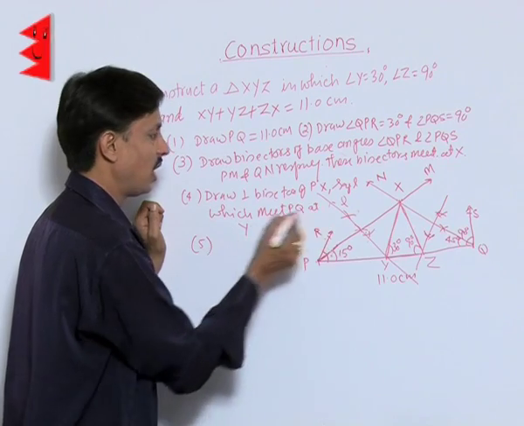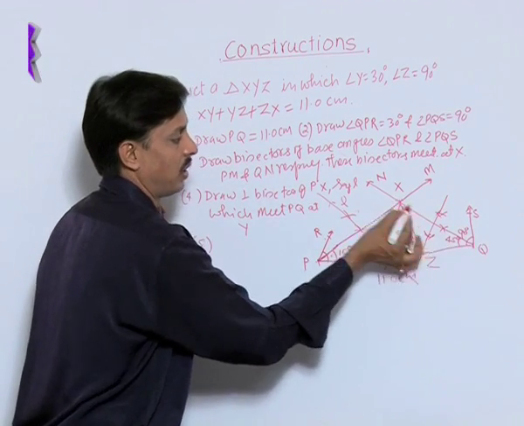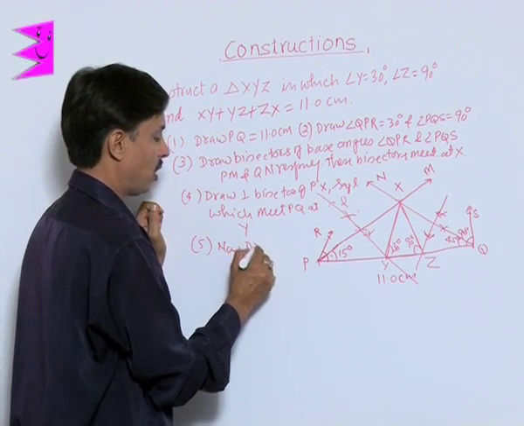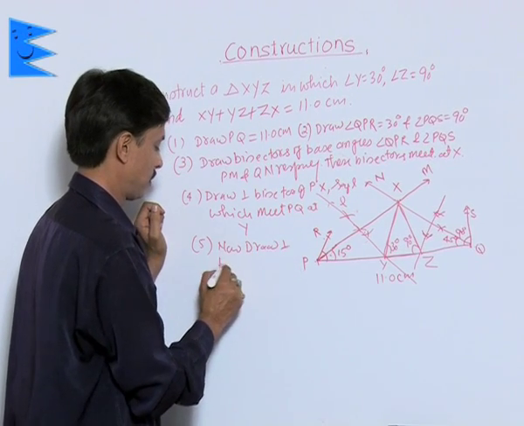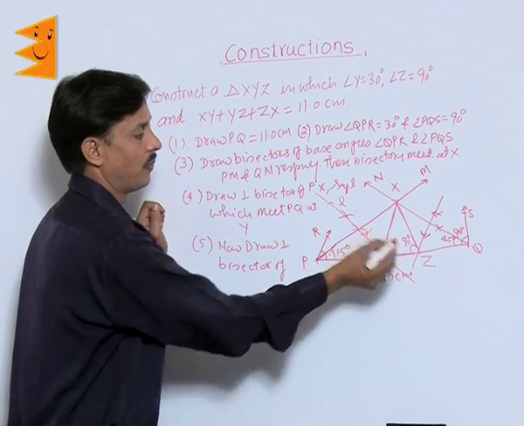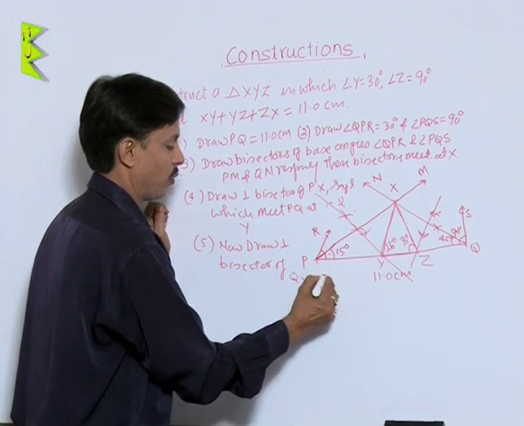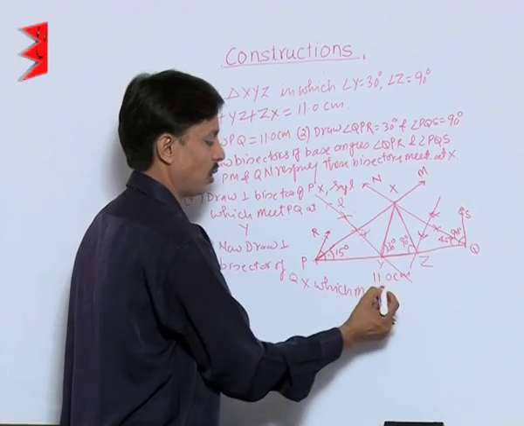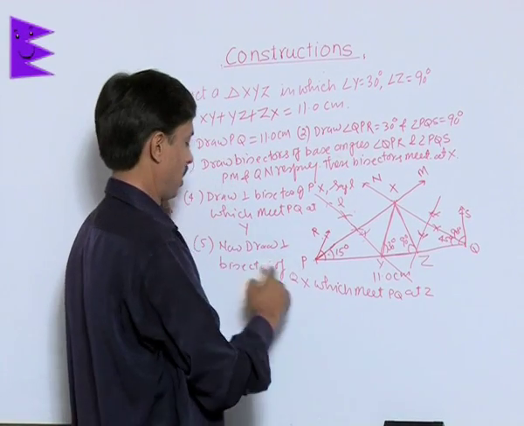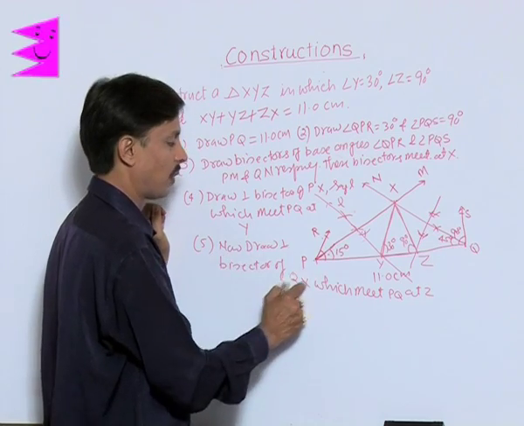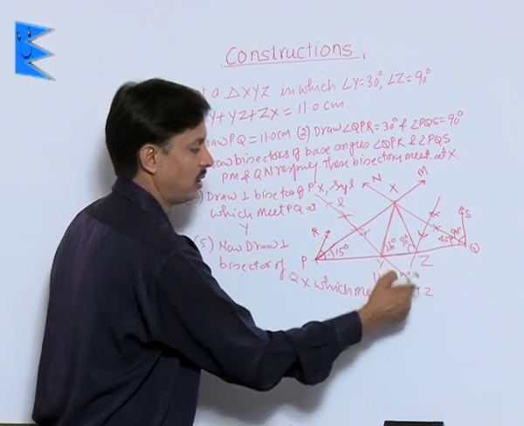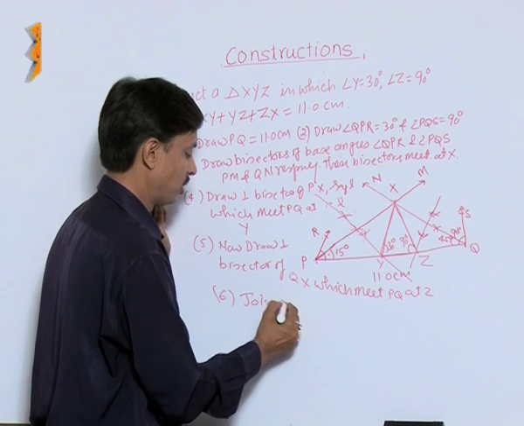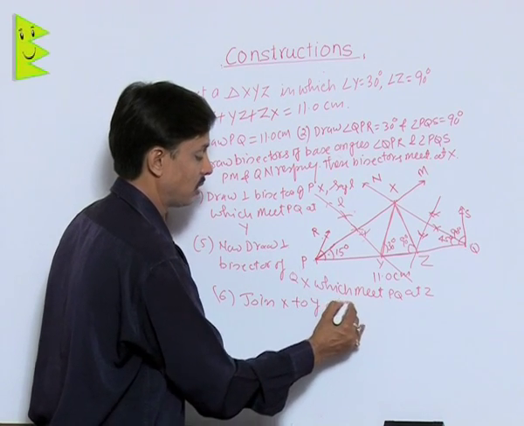Fifth step, similarly draw the perpendicular bisector of QX, where QN is the bisector, which meets the side PQ at Z. Draw the perpendicular bisector of QX which meets PQ at Z. Sixth, join X to Y and Z.